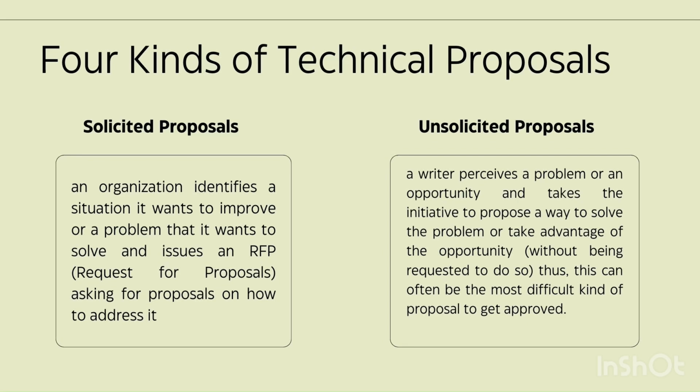The second one is the unsolicited proposals. A writer perceives a problem or an opportunity and takes the initiative to propose a way to solve the problem or take advantage of the opportunity without being requested to do so. So this can often be the most difficult kind of proposal to get approved because it is not asked for and it is only the initiative of the writer of the proposal.